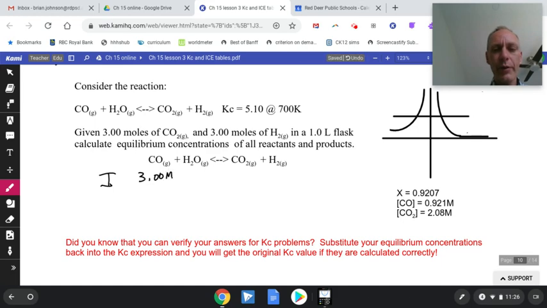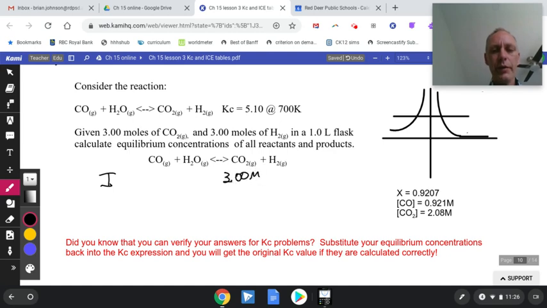So that becomes 3 moles per liter of CO. Oh, I think there was a mistake in your study guide on this one. Now that I look at it, it's supposed to be, yeah, this is a mistake. I wrote that in the wrong spot. There's my first mistake on that. So it's 3 moles of CO2 in a 1 liter flask, so 3 moles per liter. I guess there's not a mistake. And this one is 3 moles in a 1 liter flask of H2.